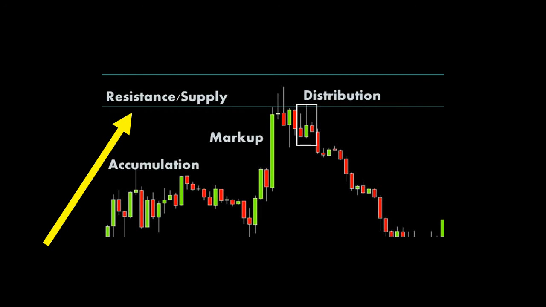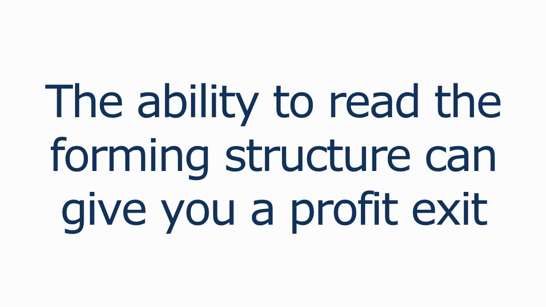Now, this doesn't mean that price is going to fail to continue, but it does mean that we should be on alert to what price does at this level. And this applies to both support and resistance. These are areas where you look for price action to show signs of what it is going to do. Being on alert and having the ability to read the forming structure can give you a profit exit long before everyone else rushes to the exits.